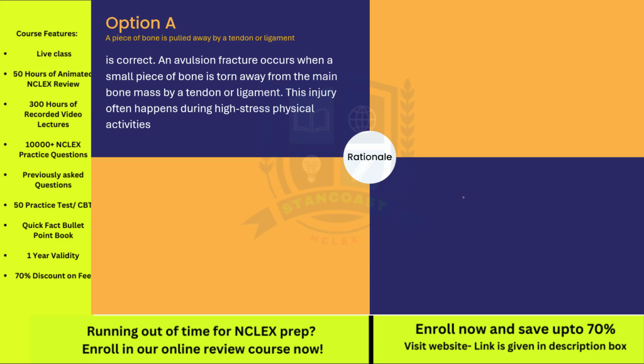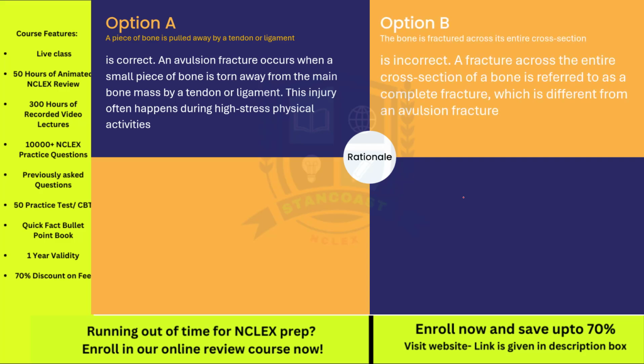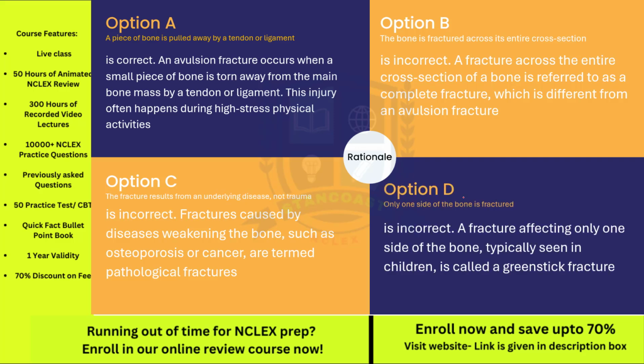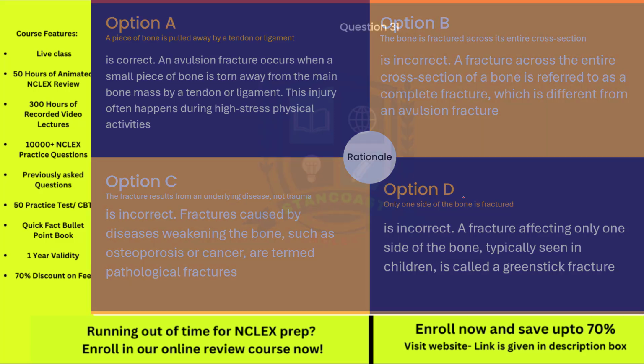B is incorrect. A fracture across the entire cross-section of a bone is referred to as a complete fracture, which is different from an avulsion fracture. C is incorrect. Fractures caused by diseases weakening the bone, such as osteoporosis or cancer, are termed pathological fractures. D is incorrect. A fracture affecting only one side of the bone, typically seen in children, is called a green stick fracture. Let's move to the next question.